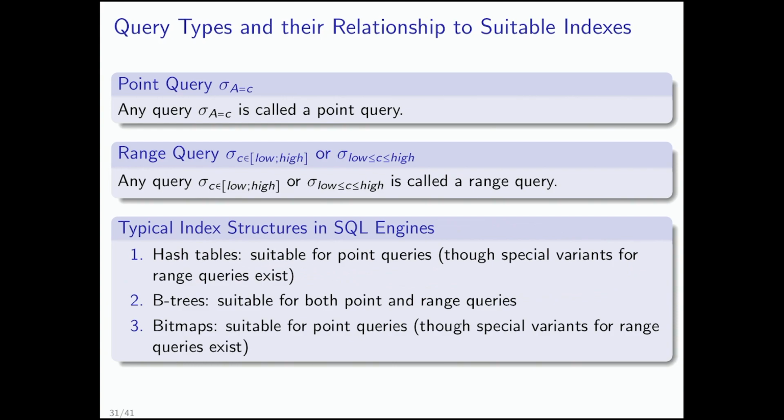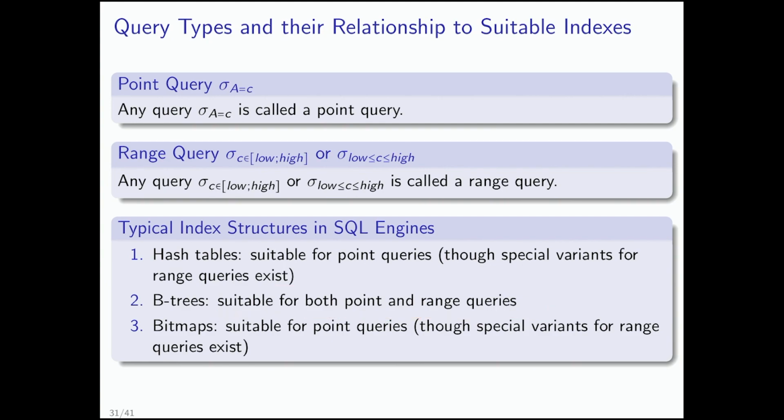There are tricks you can play, but in the general case, a hash table is good for point queries. B-trees are the most important index structure in databases. I will explain it in a moment. That's a tree-structured index, which is suitable for both point and range queries. And I will show you in a moment how.